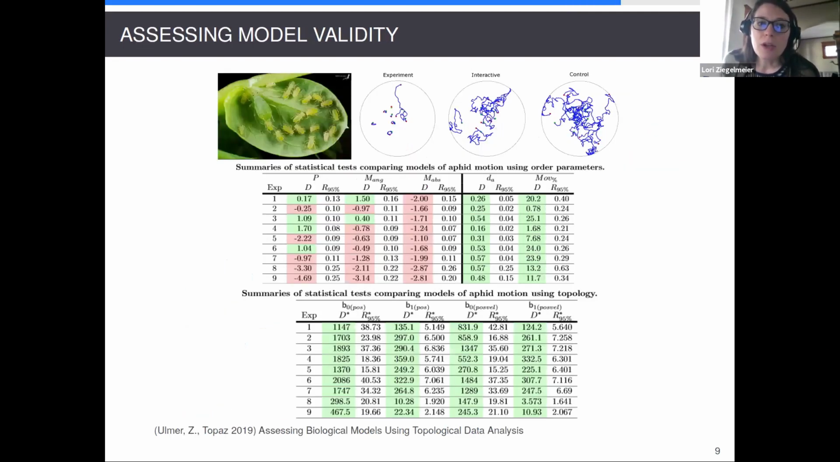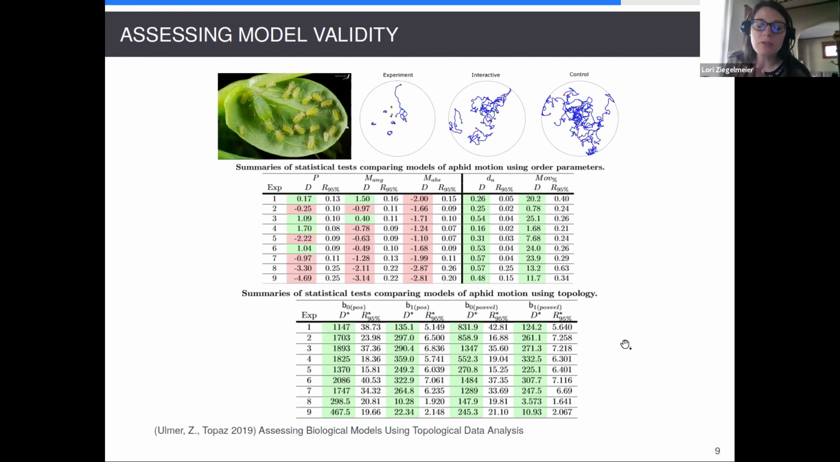In another approach, we wanted to use the Crocker plots to assess model validity. So in previous work, researchers created two models to represent some experimental data from pea aphids. And there was an interactive model that assumed that pea aphids interacted with their neighbors. And there was a control model saying that there should be no interaction between these pea aphids. And again, we did a comparison with order parameters and a topological approach.